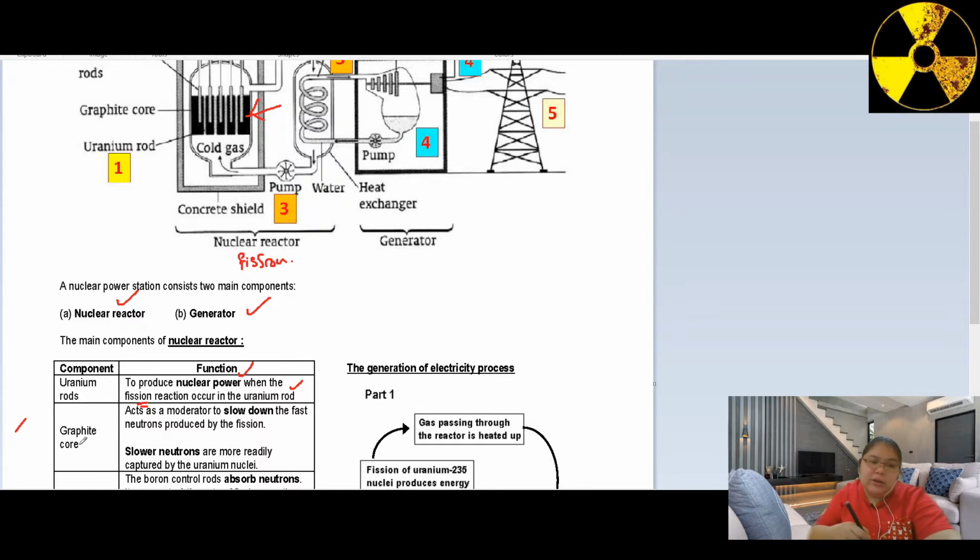Let's see the graphite core, the dark color one. That is a moderator. Slow down what? Slow down the fast neutron. Do not let the neutron come so fast. So this can slow the neutron, so they are more rapidly captured by the uranium nuclei. They can capture. They come out so fast, is it? They can make it slow down. So this is the graphite function. Sometimes they're using graphite.